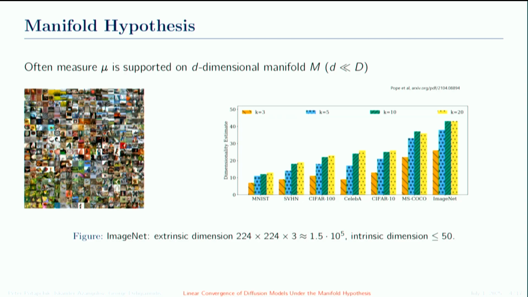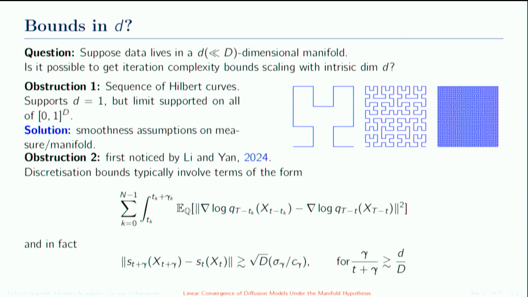So if we want to capture the very good performance of diffusion models, we somehow need bounds that scale with the intrinsic dimension. So this is often known as the manifold hypothesis. Essentially, this states that the measure is supported on a lower dimensional structure, potentially a manifold, and we're going to write little d for the intrinsic dimension of the manifold, okay? And we're assuming that that's much less than capital D. So the question is, can we get bounds that scale in the intrinsic dimension? And straight away, there's a couple of obstructions that may come to mind.